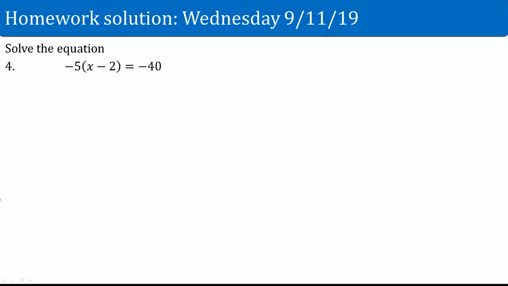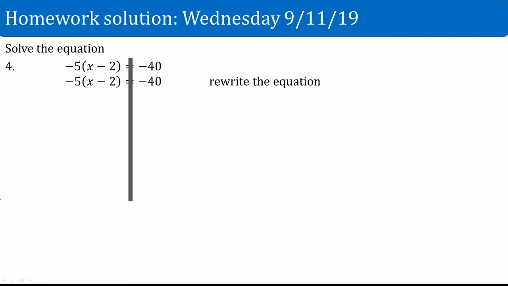Number 4, negative 5 parentheses x minus 2 close the parentheses is equal to negative 40. First step is always to rewrite the equation and draw a line straight down. We notice that there is a negative 5 in front of the parentheses. Okay, what do we need to do to get rid of the parentheses? It is to multiply by the outward term. The outward term that is next to the parentheses is your negative 5.